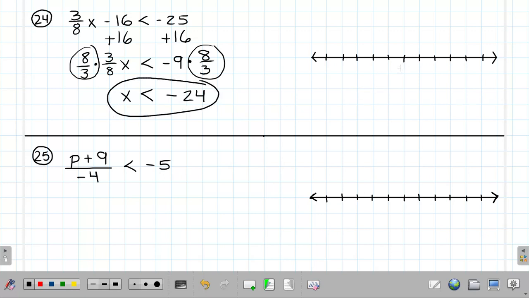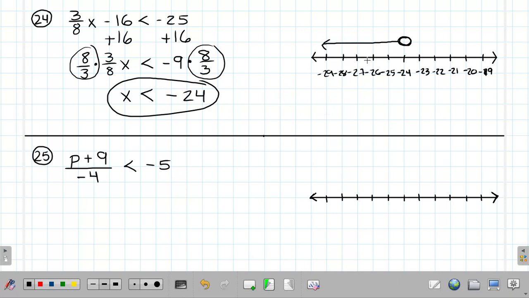Well, what does that mean my answers are? Well, it's anything on the number line when we label this out. 19, 5, -26, -27, -28, -29. So it's going to be anything not including -24. So -24 is going to be an open circle, and anything to the left of -24, because we want numbers that are less than -24.